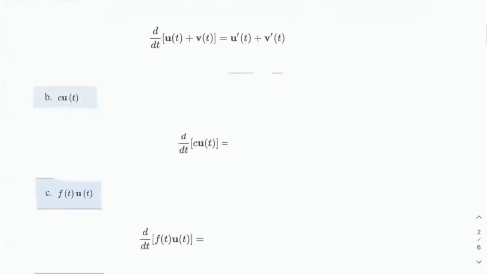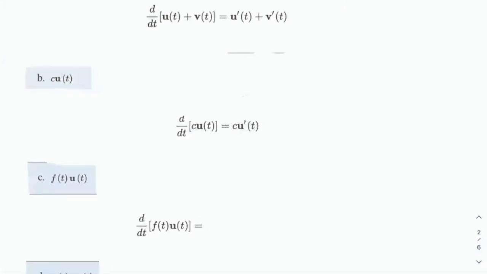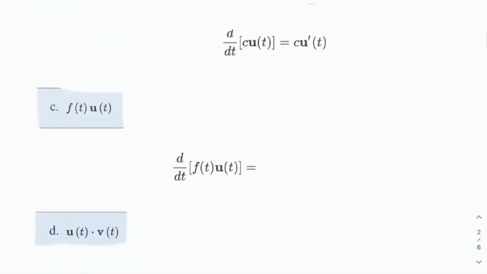What about if you have a scalar? Over here, you have a scalar multiple of this vector function. What can we do with the scalar? You can bring the scalar in front. So this will become c times u prime of t. You got it. Next one. If you take a real valued function times this vector function, when you differentiate that, then the product rule also holds. According to the product rule, what should I put over here? f prime of t times u of t plus f of t times u prime of t.